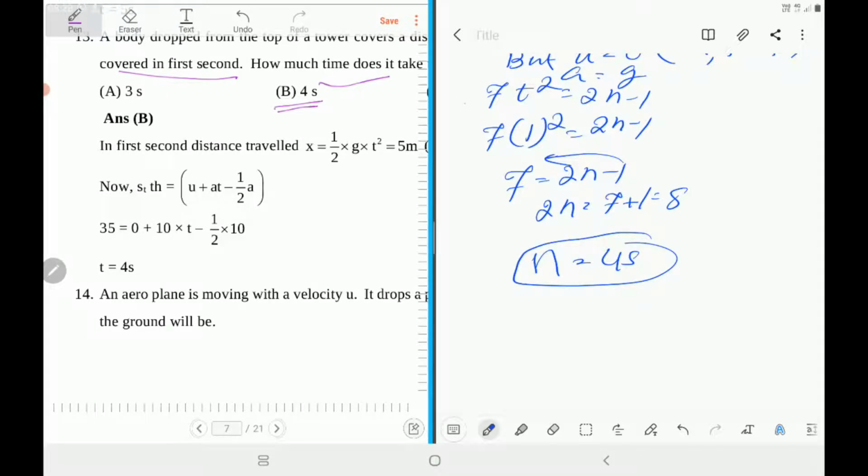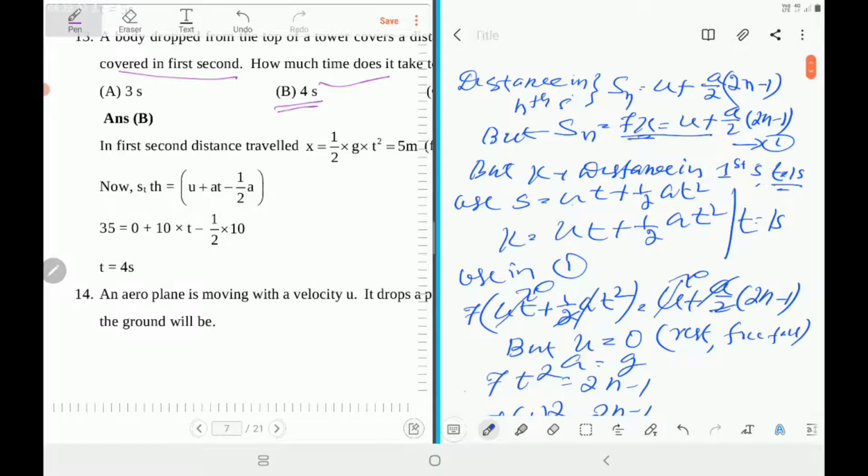See how the formula Sn equals u plus a by 2 times (2n minus 1) has been used for different cases. Practice, keep all these things in mind. Wait for the next similar type of problems. That's the preparation for CET and NEET.